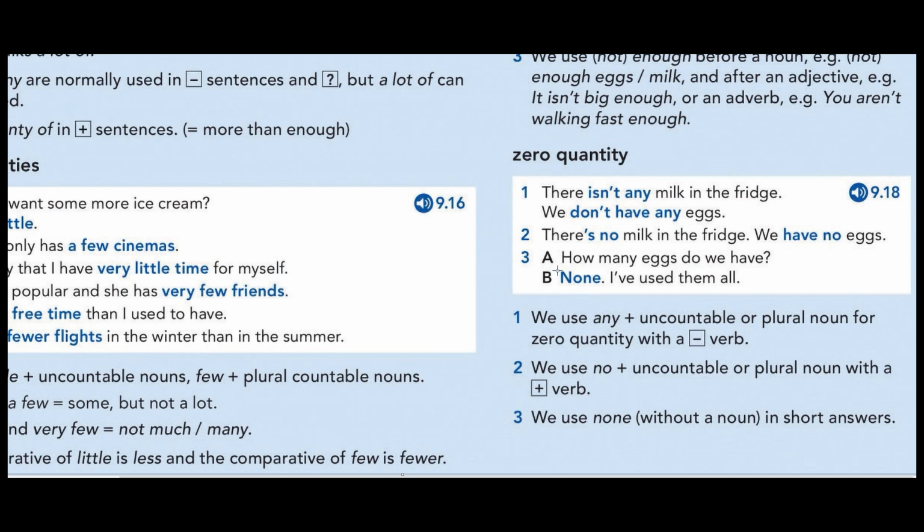И последнее, слово none, оно используется само по себе, чтобы сказать нисколько. Используется просто одним словом. То есть, how many eggs do we have? None. How much time do you need? None. Нисколько. И так далее. То есть, вот такие правила.